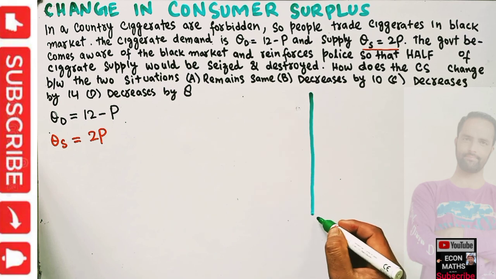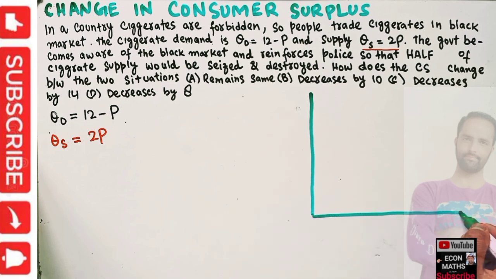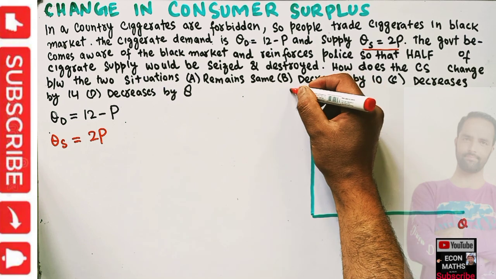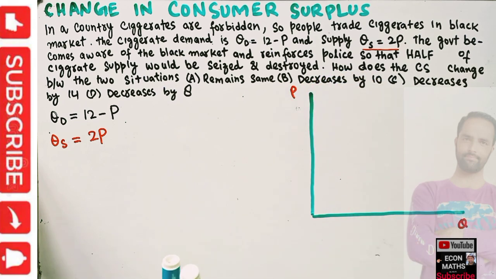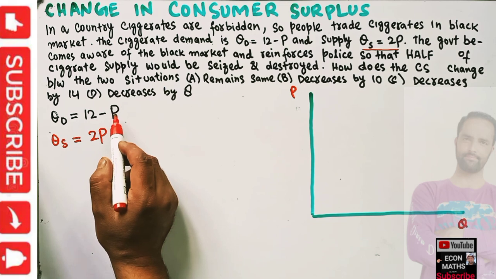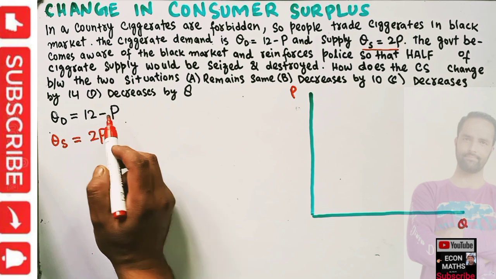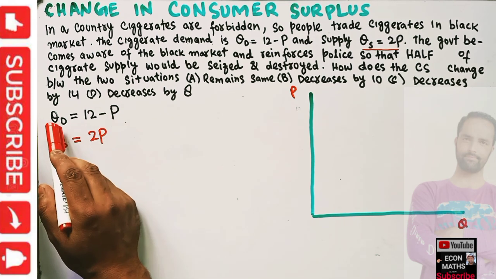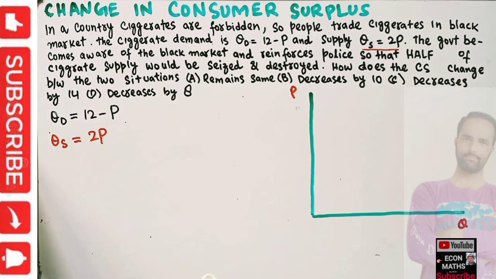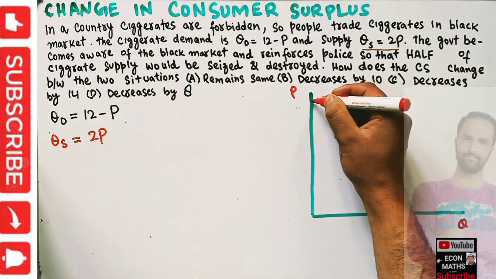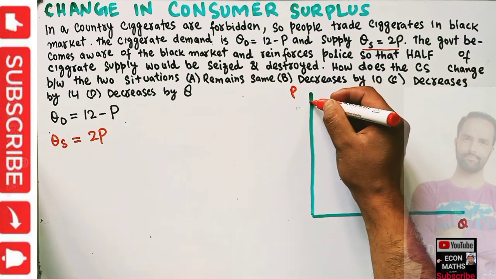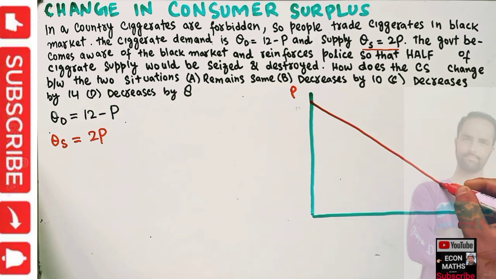Let us draw the graph here. On this horizontal axis we have the quantity of cigarettes and this denotes the price. This is our demand function. The intercept is here 12. That means when Q is equal to 0, P will be 12, so the intercept will be 12. We only need one intercept here. So this is the demand function for the cigarettes.